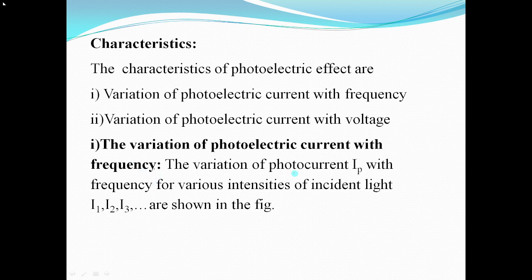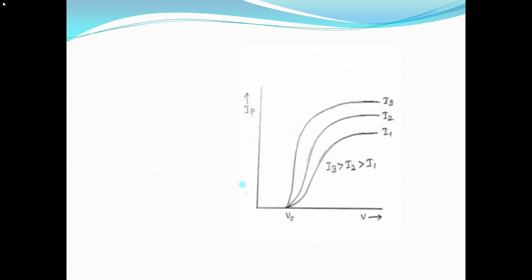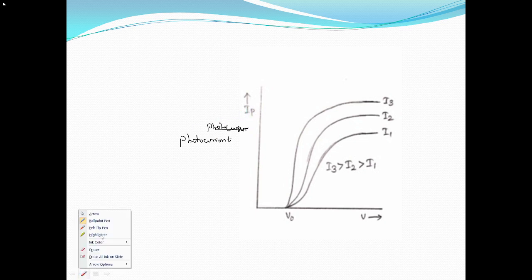Now we'll see the variation of photocurrent with frequency for various intensities. This is the graph for variation of photocurrent. The emitted electrons are called photoelectrons. Due to photoelectrons, there will be photocurrent. Photocurrent is represented by IP.